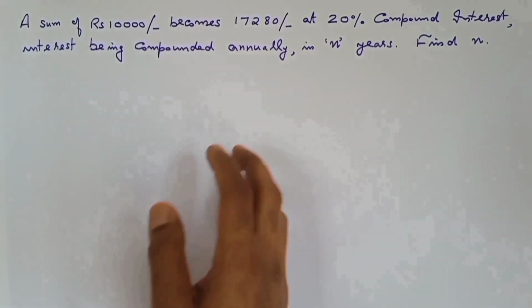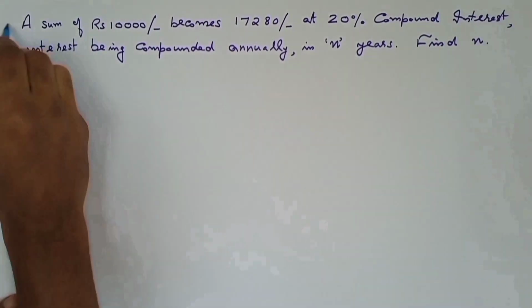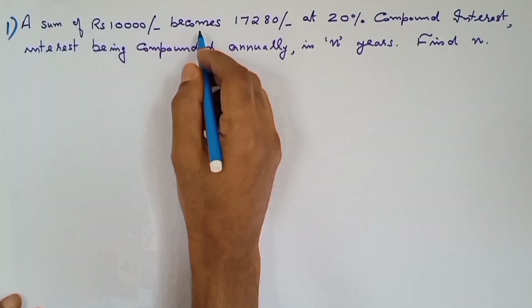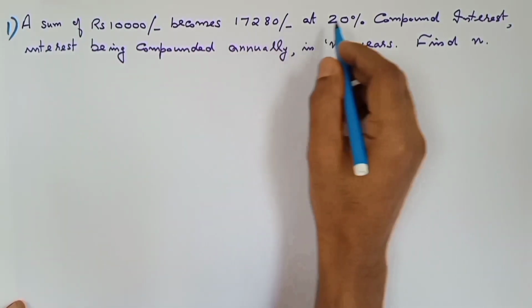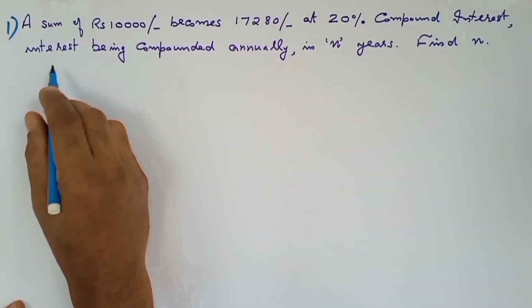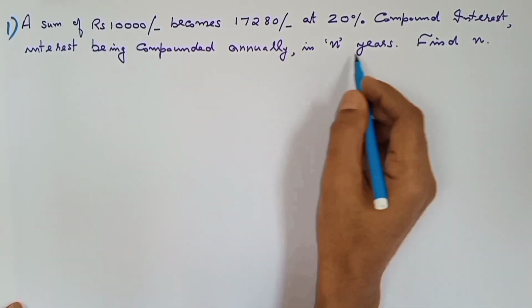We are working out a few problems from compound interest today. Problem is this. A sum of 10,000 rupees becomes 17,280 at 20% compound interest, interest being compounded annually, in n years.